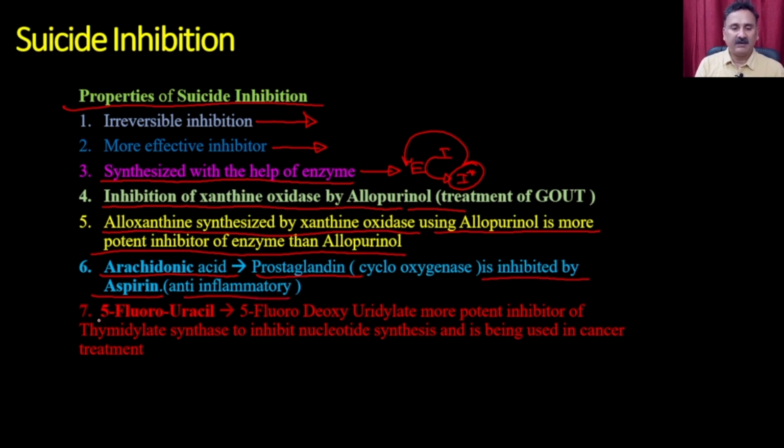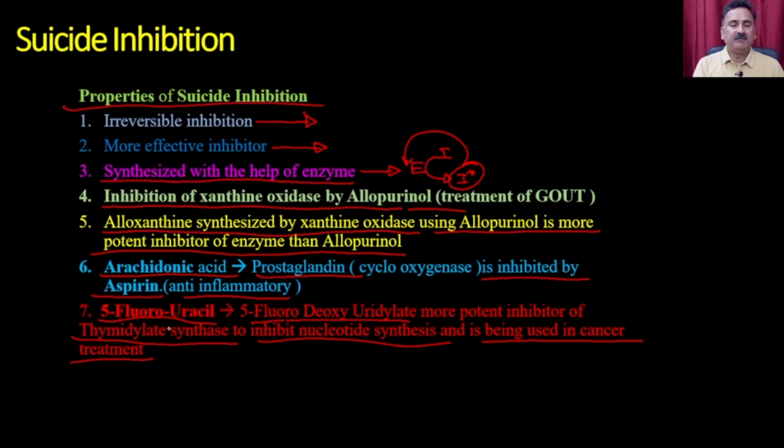And then we also have an example of 5-fluorouracil. 5-fluorouracil is converted into 5-fluorodeoxyuridine, and this 5-fluorodeoxyuridine is a more potent suicidal inhibitor because it inhibits thymidylate synthesis, and it inhibits nucleotide synthesis, and it is being used in cancer treatment.